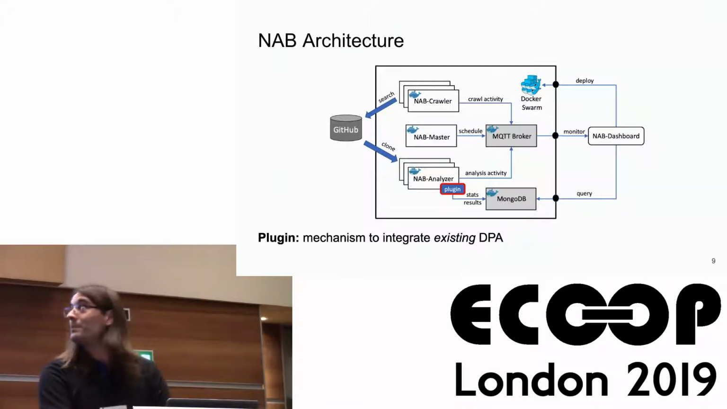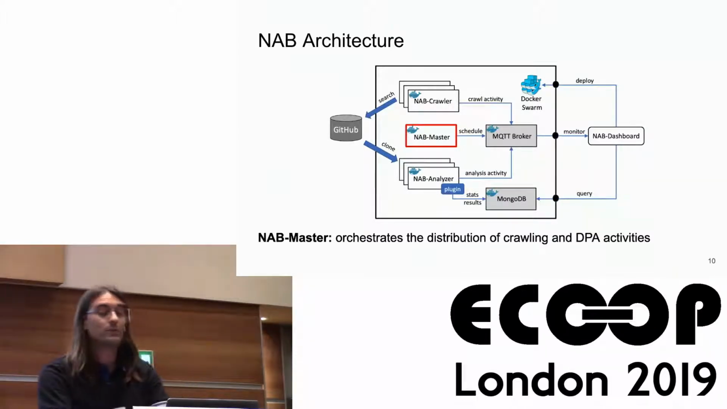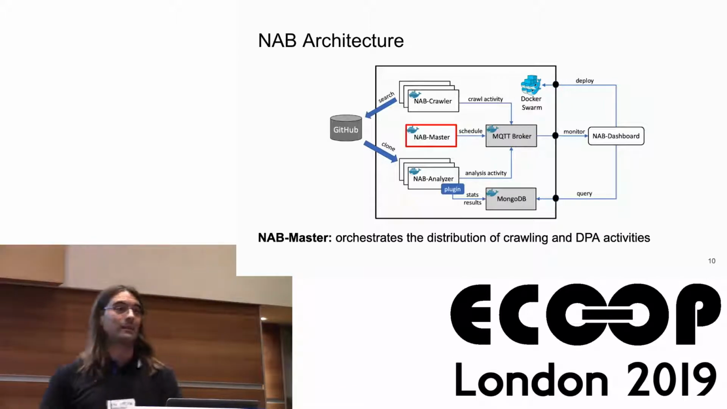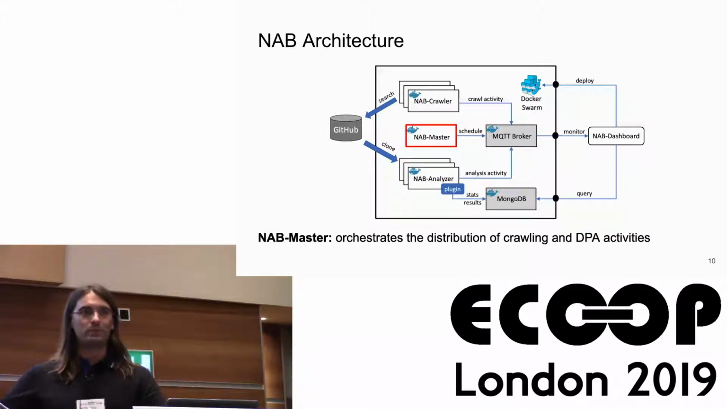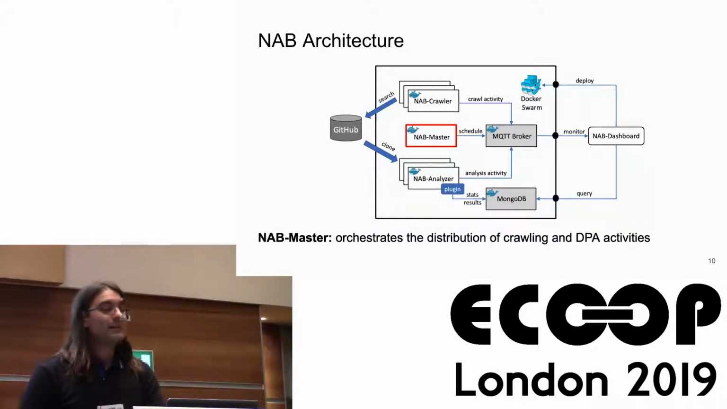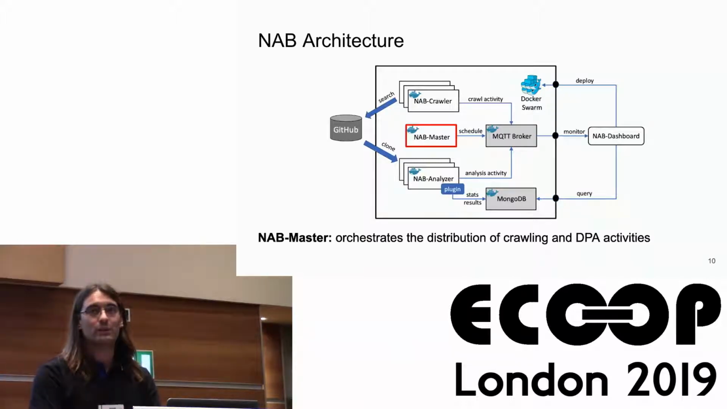essentially serve to set up the environment, provide the commands to run the DPA tool, and if needed, also post-process the DPA results. The master is the central component in NAB that orchestrates the distribution of crawling and DPA activities along the many instances of crawlers and analyzers, respectively, that can be deployed on the cluster. In particular, NAB assigns a subset of projects to be crawled from GitHub or from the chosen code repositories to the different crawler instances. And then it also assigns projects matching the criteria to a given instance of analyzers to ensure load balancing.